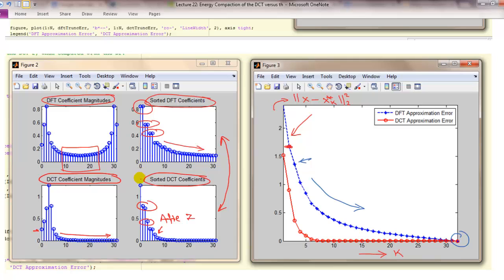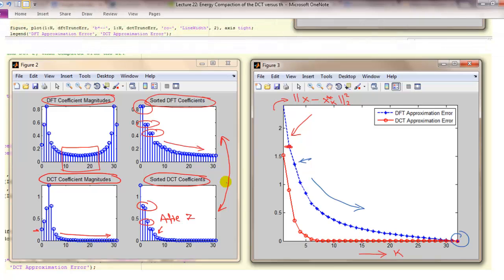And what this means is that if I now use the DCT to construct approximations of my signal by throwing away most of the DCT coefficients, and I record the error.